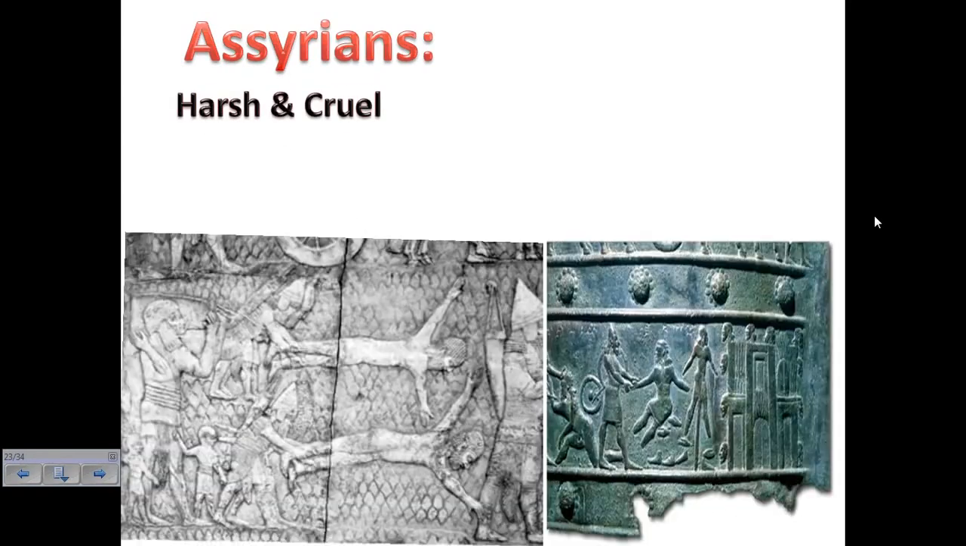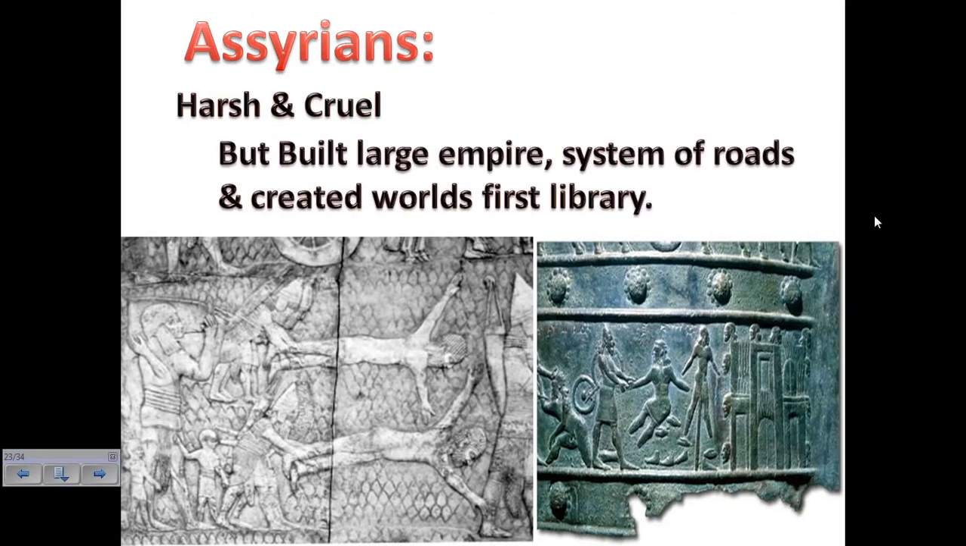Very interesting about the Assyrians, guys. They were a harsh and cruel people. What's really unique about them is they developed society's first library system. Now, it's not like the school library, the media center where you go in and check a book out. These books weren't really books. They were carved etchings into stone, and people would go there to seek knowledge and wisdom. The Assyrians were harsh and cruel, but again, they were credited for creating the world's first library.